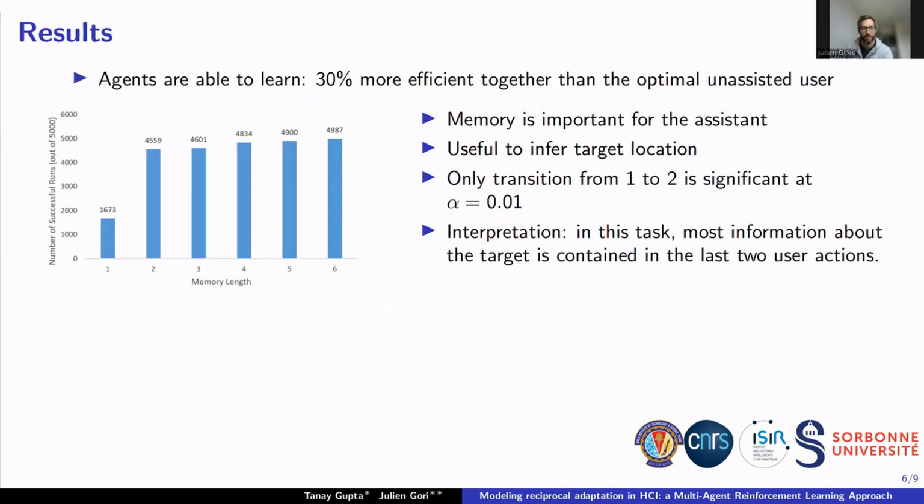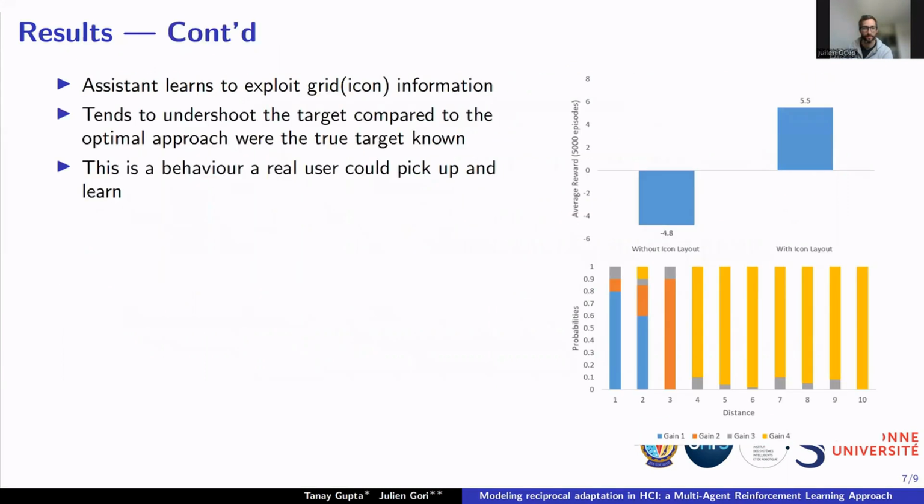Now, we first note that the agents were able to learn. The pair was 30% more efficient than the optimal unassisted user. We then investigated the effect of memory for the assistant, and we showed that memory is in fact important for performance, likely because past observations may be used to infer the target. In this particular task, the two last user actions were the most important.